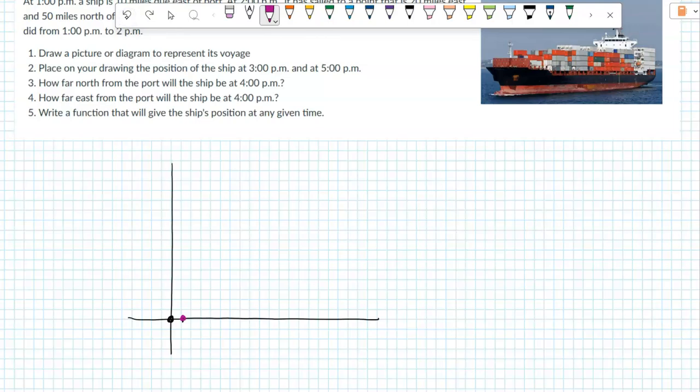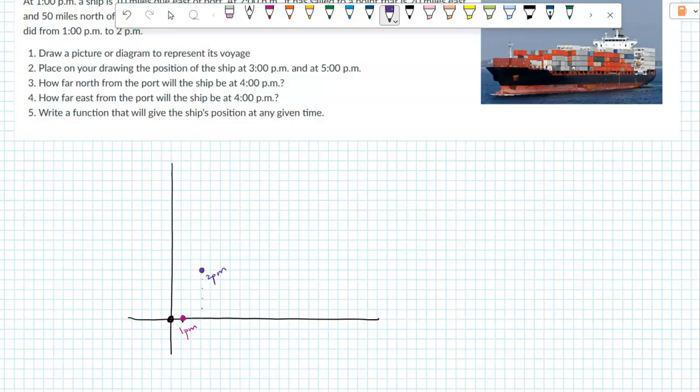And that's at 1 p.m. So I'm going to go ahead and make a little indication of that. That's at 1 p.m. And then at 2 p.m., it's gone 20 miles east and 50 miles north. So if each grid line is 10 miles, 20 miles east and then 50 miles north would put us here. And that would be at 2 p.m.